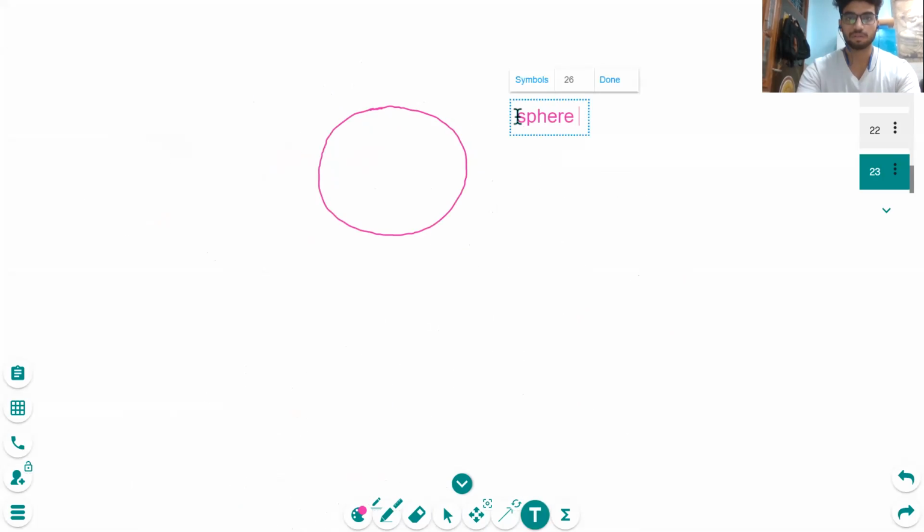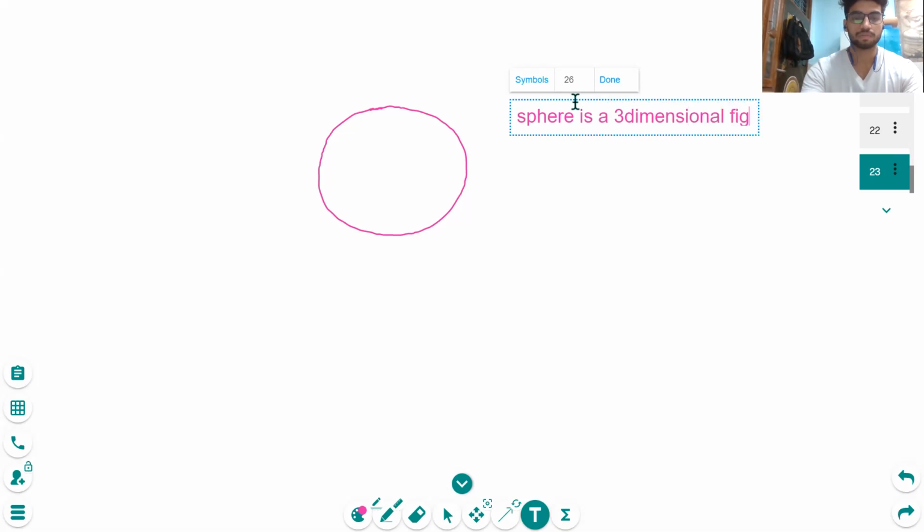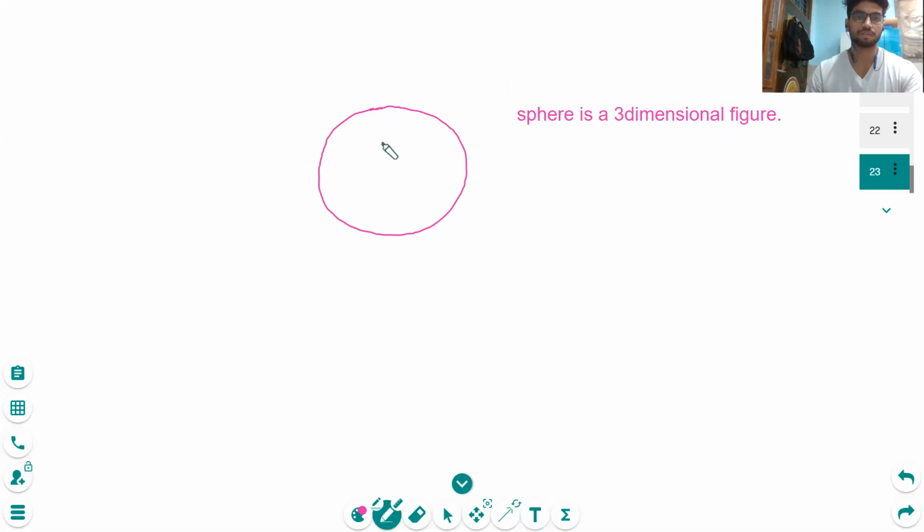Am I audible? A sphere is a three-dimensional figure, okay? So it's a 3D figure. Actually, it's a circle on the board, but it is a sphere because we cannot actually draw a sphere on the board. So it is my sphere.